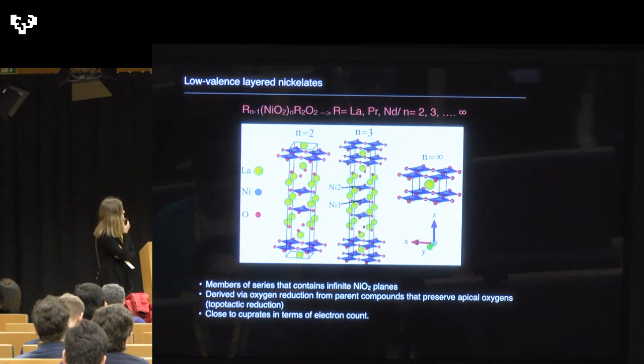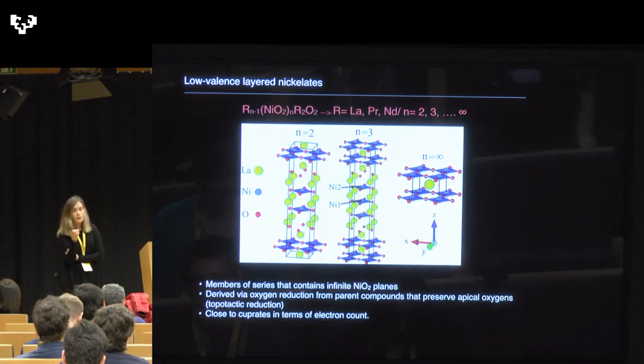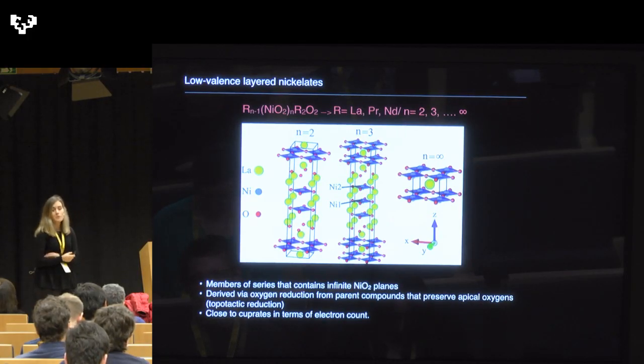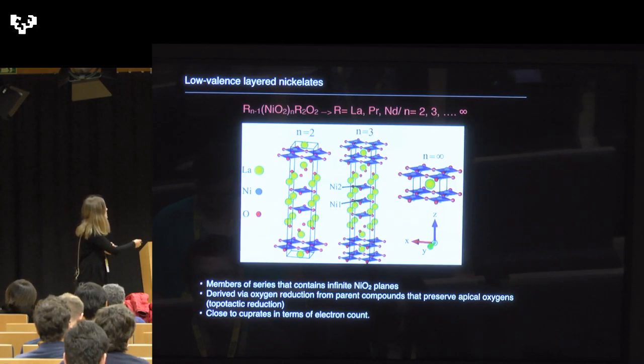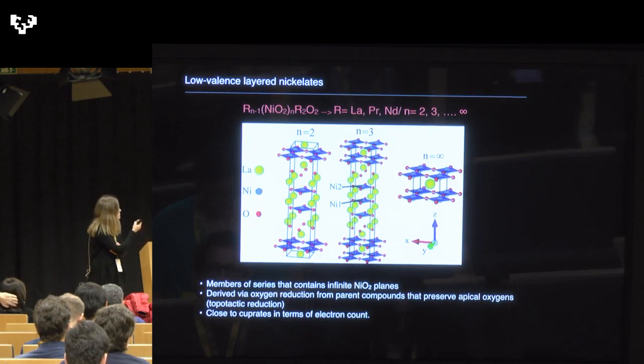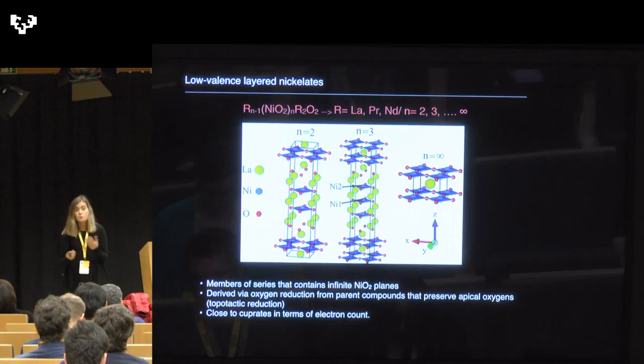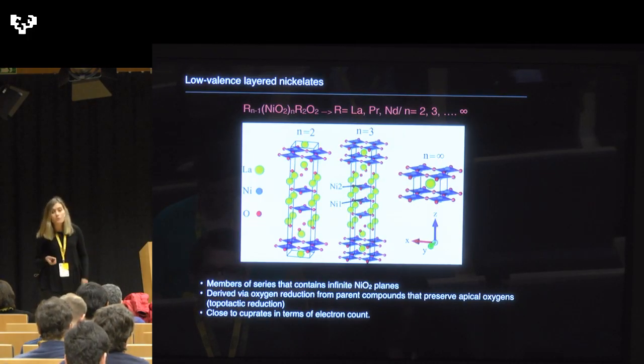Now, one thing about these systems is that they are not synthesized directly in this layered form that you see here, but they are obtained by oxygen reduction from parent phases that preserve the apical oxygens. I'll show you an example of that in a second. But already from this cartoon, it's easy to see that these systems are very similar to cuprates in terms of their structure, at least. And I'll show you also in a second that they are very close to cuprates in terms of electron count.